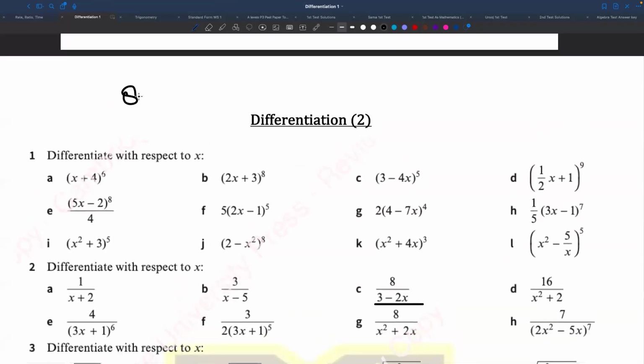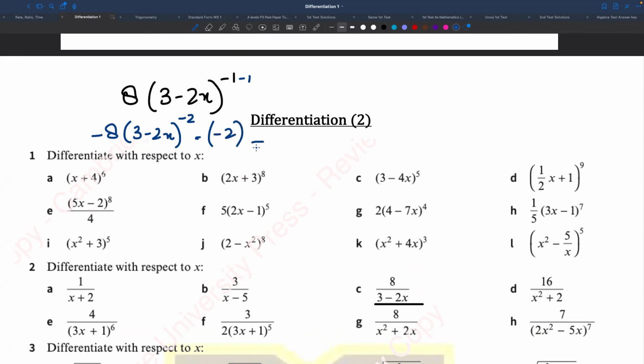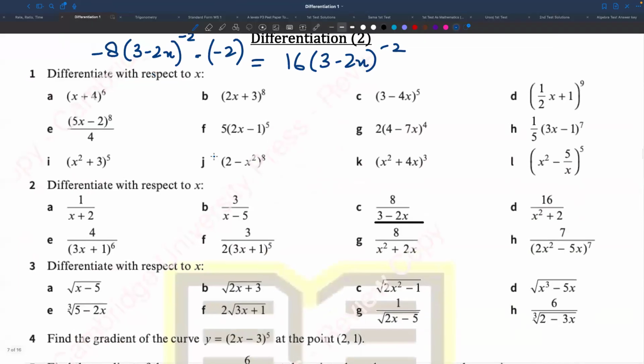If it is 8 upon (3 - 2x), I'll just do this question over here. So this will become -8(3 - 2x)^-2, and then multiplied with the derivative of 3 - 2x, which is -2. And that's it. Any questions on how to differentiate? Doesn't matter what the power is, it would be half, 3/2, 5/2, fraction. The method is always the same.